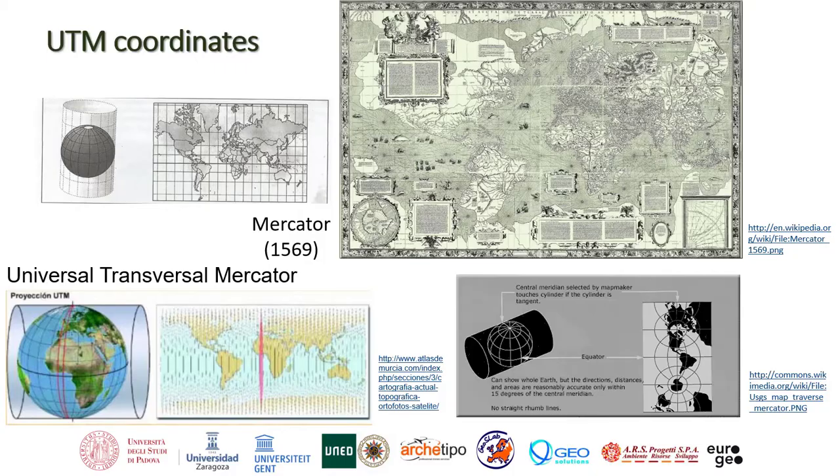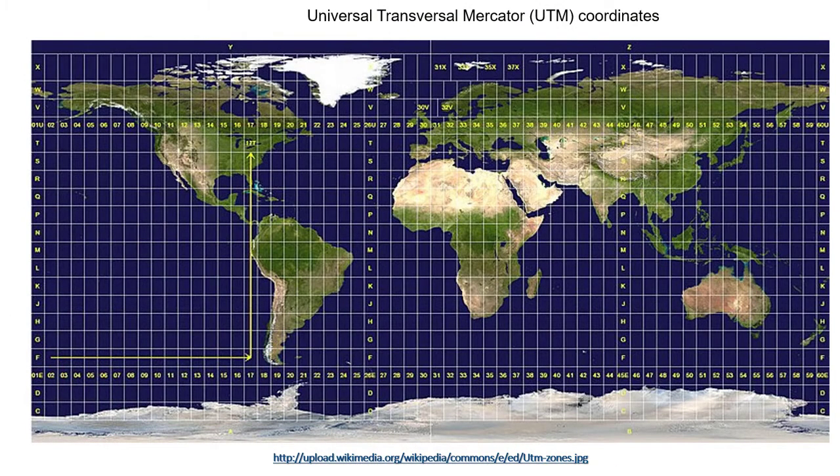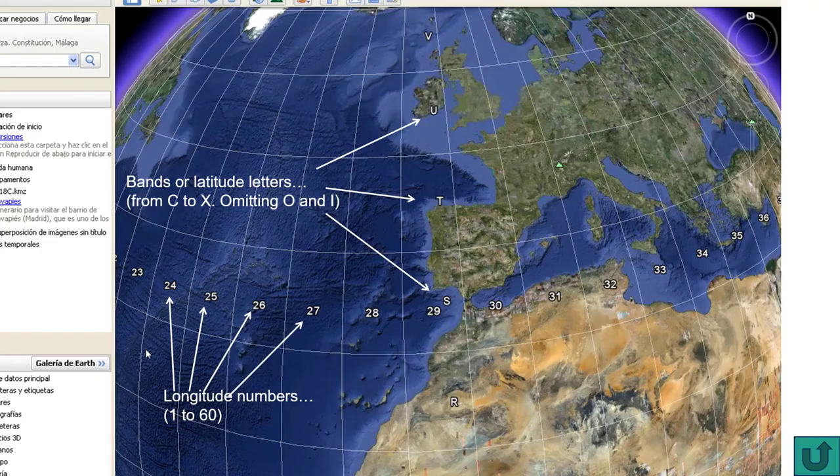UTM is the Universal Transverse Mercator Projection. Longitude zones are 6 degrees wide and numbered 01 to 60. Latitude zones are 8 degrees high and lettered from C to X, omitting the letters I and O. The letters A, B, Y, and Z are used in polar regions by the Universal Polar Stereographic Grid System.